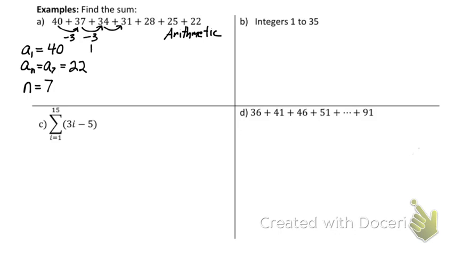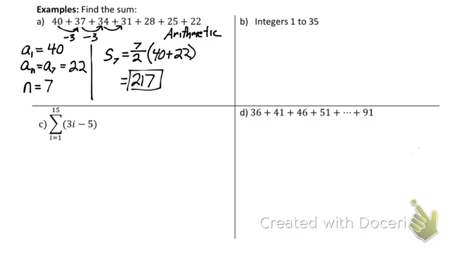So to get my partial sum, my S sub 7, that's just going to equal my n's divided by 2, how many terms I have, and we just take our first term and add it to our last term. And that's going to come out to just 217.